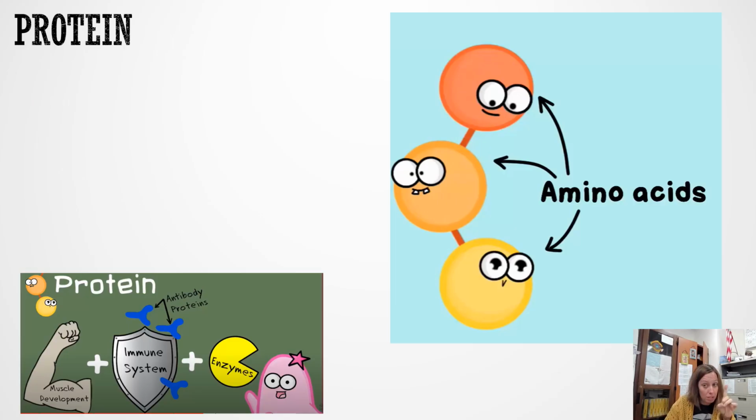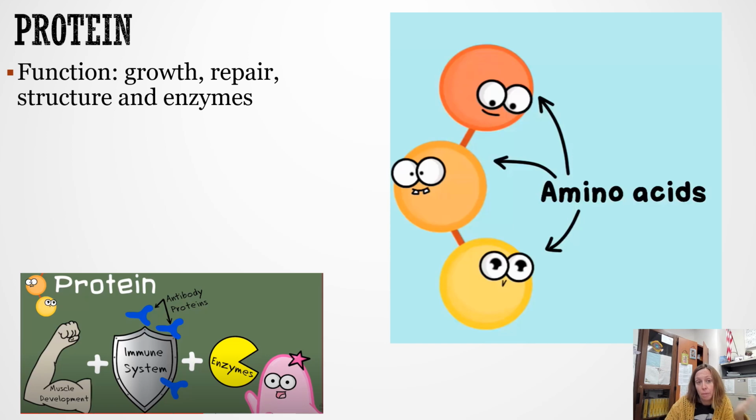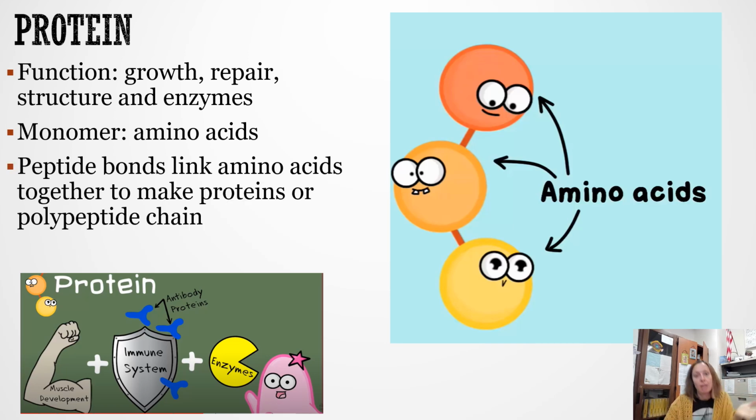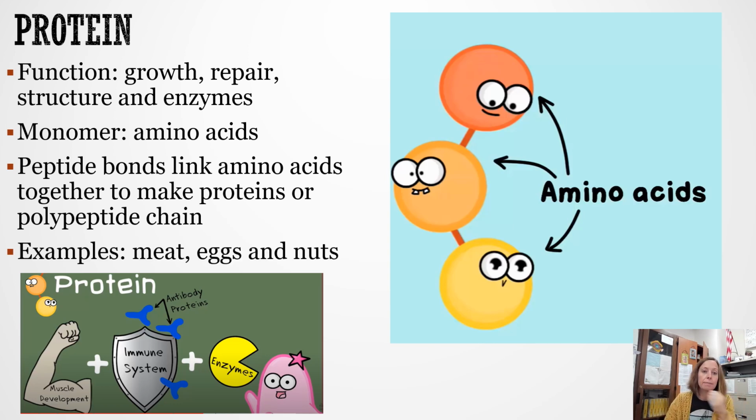Next one, proteins. This is the first one we did. Their function is growth, repair, structure, and enzymes. The monomer, the small part, is an amino acid. The amino acids link together to make polypeptides, or proteins. A peptide bond is the link between the amino acids to make the peptide chain. Your examples would be meat, nuts, eggs. That's the stuff you eat to get your proteins.